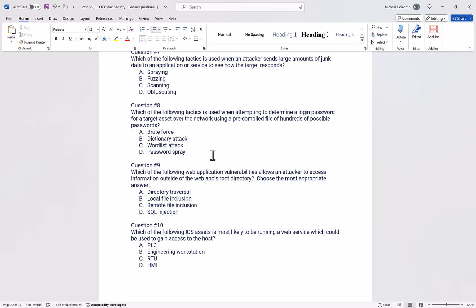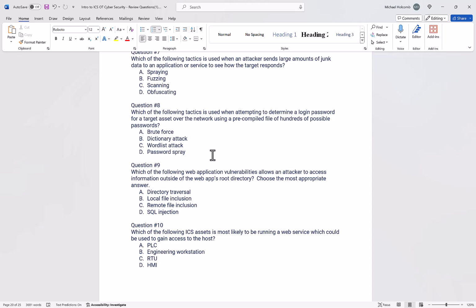All right, and then question 10: which of the following ICS assets is most likely to be running a web service, which could be used to gain access to the host? We talked about this throughout the course, but that's the HMI. Remember, a lot of HMIs today, that page you're seeing, that graphical image of the process where you can click and make changes, is now just a web page. That web page is a web application running on a web server sitting on the HMI.